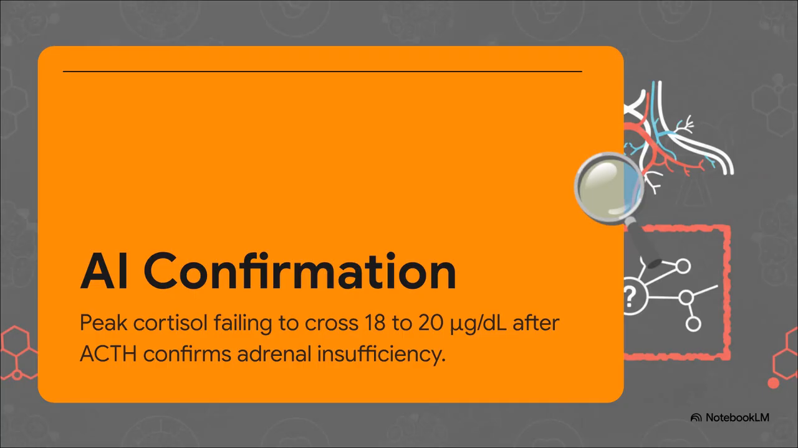Now, lock this threshold into your memory right now. A peak level failing to cross 18 to 20 micrograms per deciliter firmly seals the diagnosis of adrenal insufficiency. If you administer ACTH and the adrenal glands still can't produce cortisol above that mark, the factory is fundamentally broken. Oh, and a quick clinical caveat. If your patient is in acute adrenal crisis with shock and dehydration, do not wait around for this test. Treat first with IV steroids and test later.